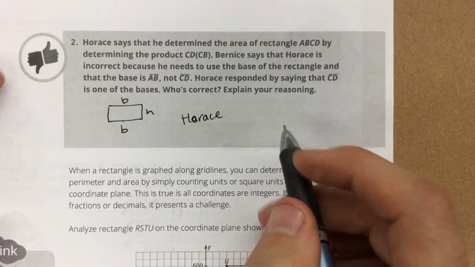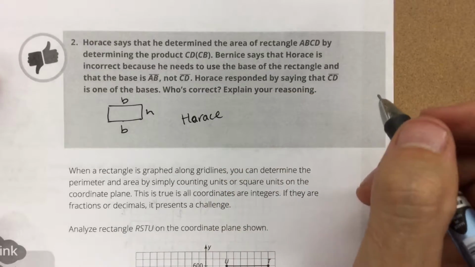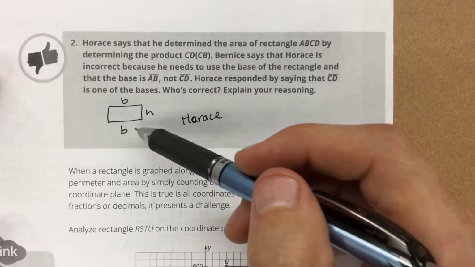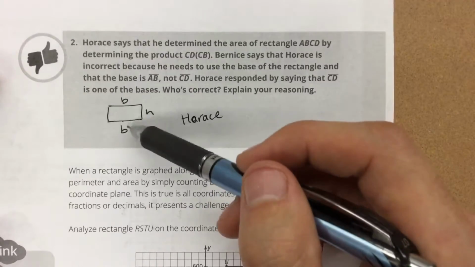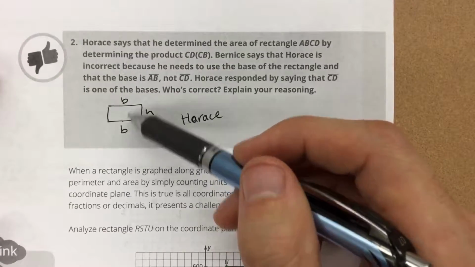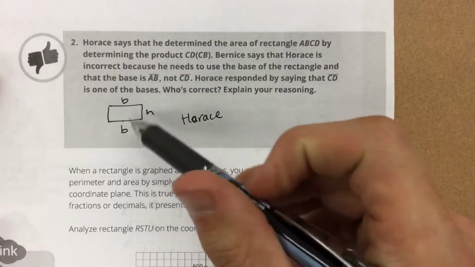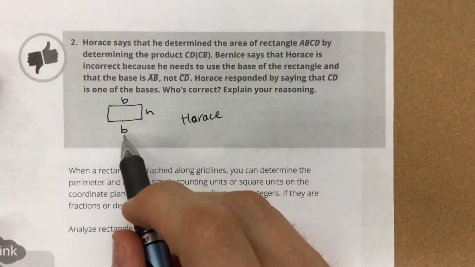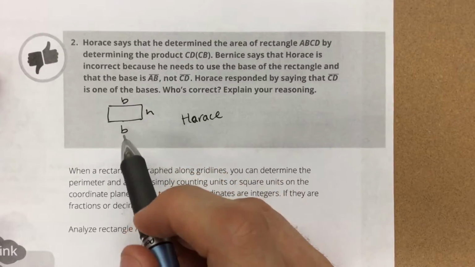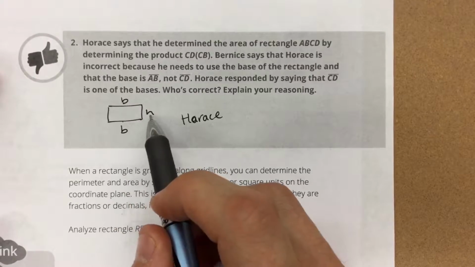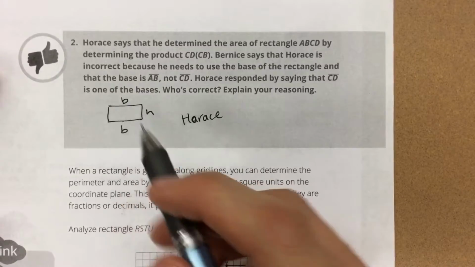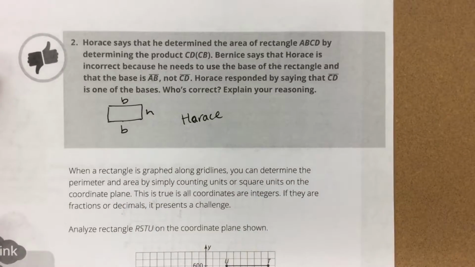And then explain your reasoning. The reason he's correct is because opposite sides in rectangles have equal length, and because they have equal length, it doesn't matter which line you use as long as you are using one base and one height. If you used a base and a base, then you could potentially run into some trouble, but as long as you have one base and one height, it doesn't matter which base you use. Okay, so Horace is correct there.